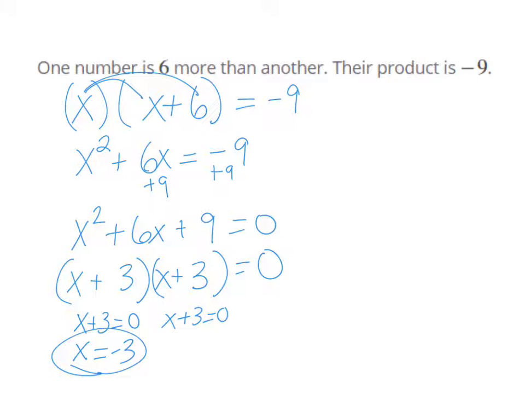So it doesn't really say what the question is. I'm guessing they want to know what the numbers are. So I'm going to say x is negative 3. And then you take that negative 3 and you plug it back in. That's this number. Now I got to plug it in over here. So negative 3 plus 6 would get me a positive 3. So negative 3 and positive 3 would be my two numbers.